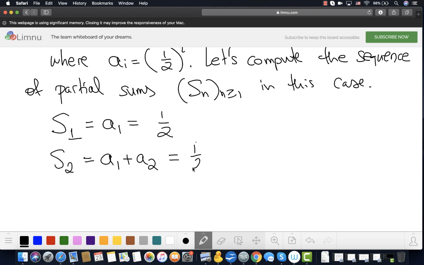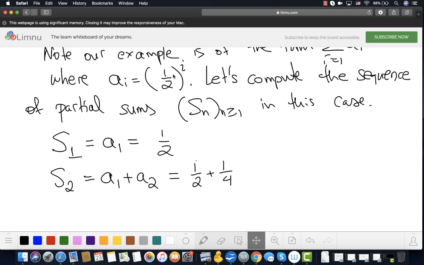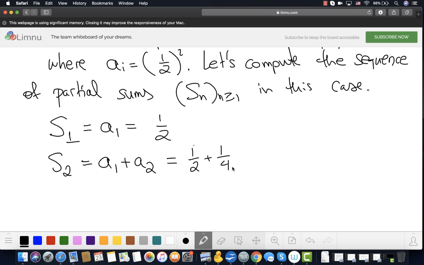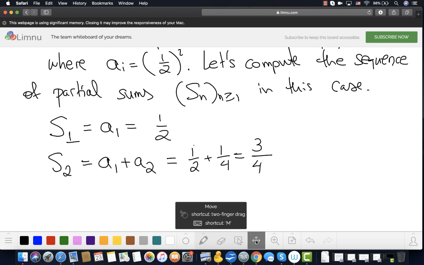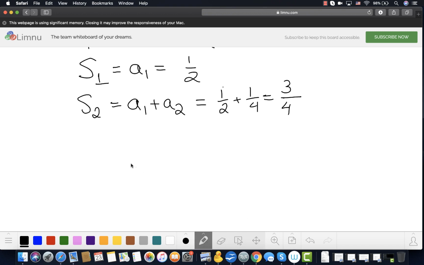A1 plus A2 is 1/2 plus 1/4, because A2, by definition, is just 1/2 squared. A sub 2 is 1/2 squared, which is 1/4. And so if you do the arithmetic, that gives you 3/4.